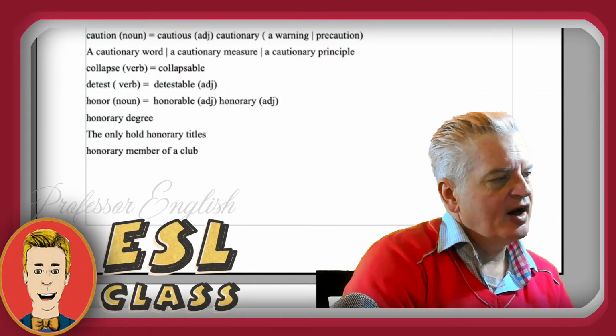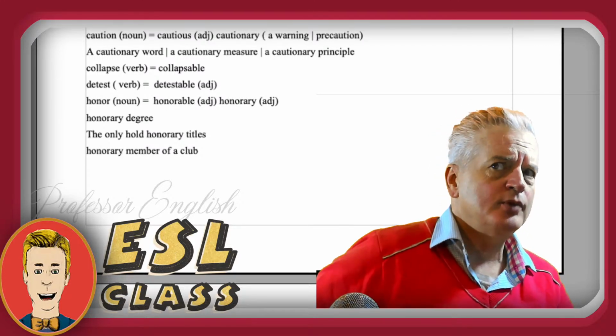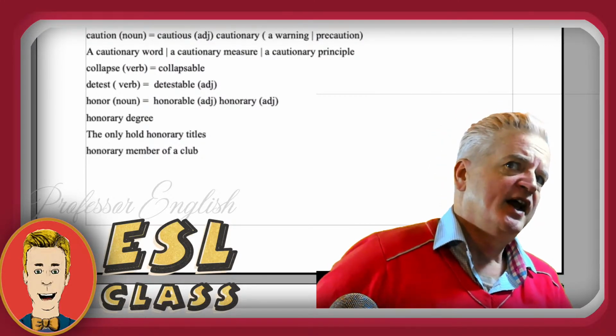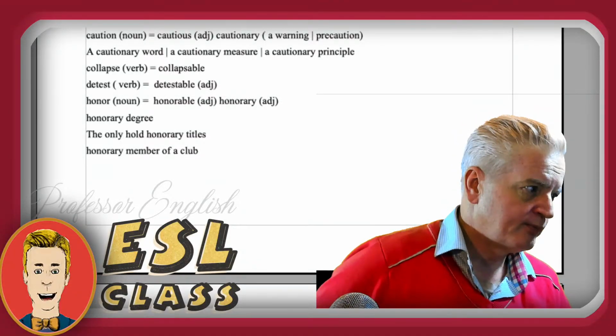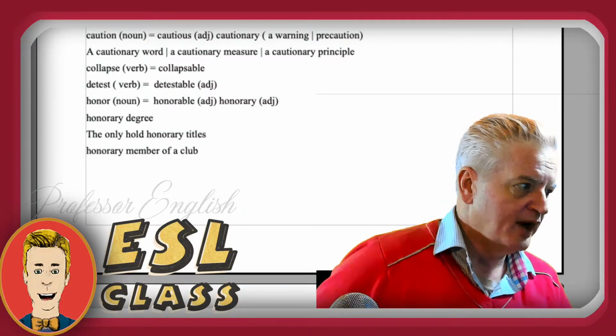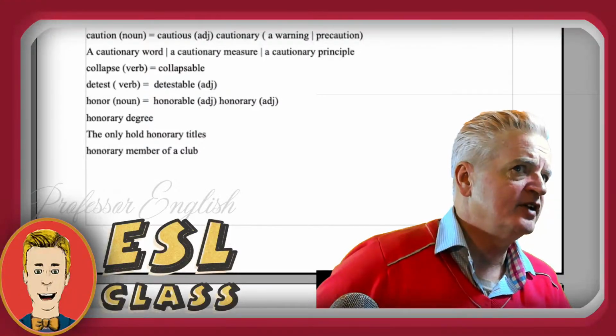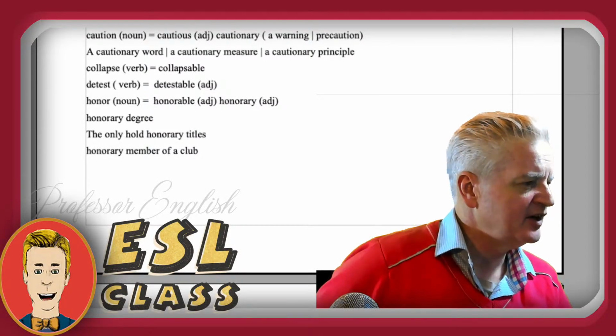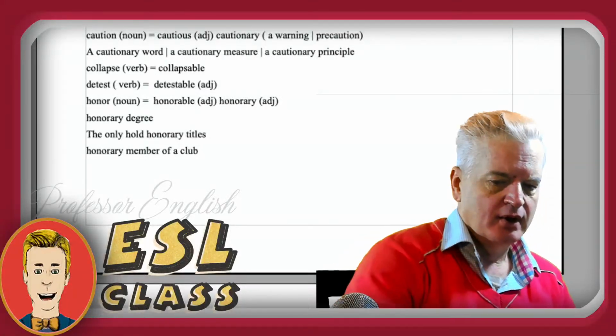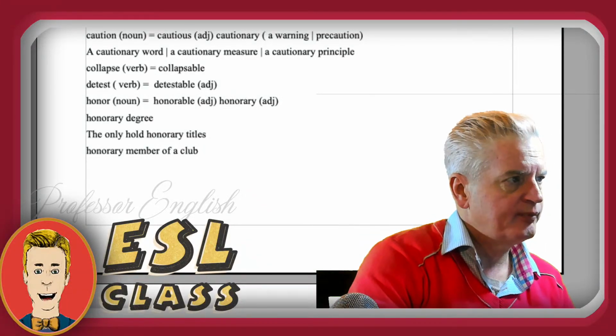Nam Gen says, can honorable be used for a person? It's mostly used for people. An honorable person is someone who deserves respect. So if you say that somebody is honorable, that means you should respect that person. They act in a very good way, a way that deserves honor.